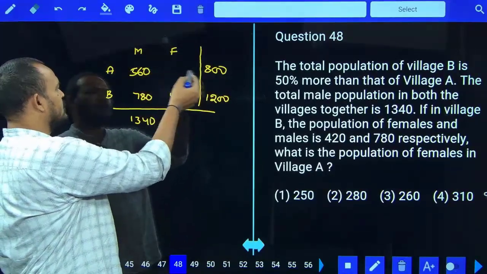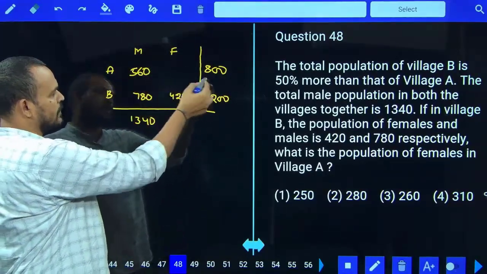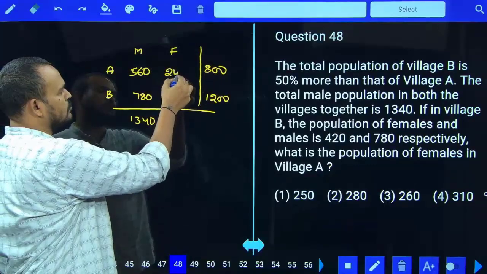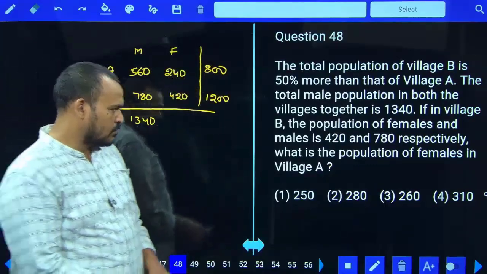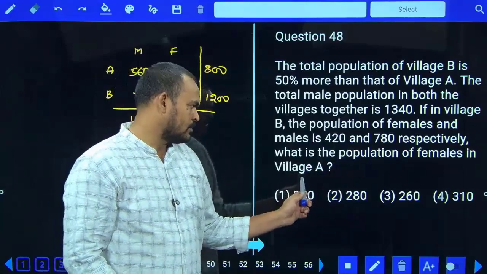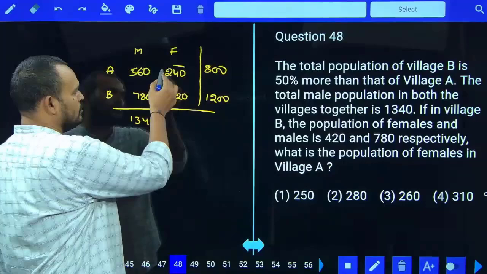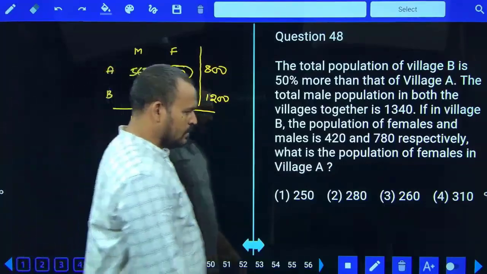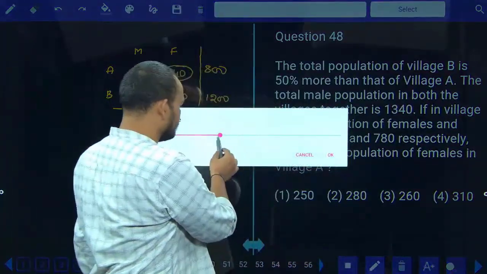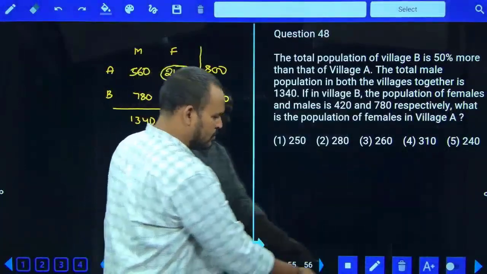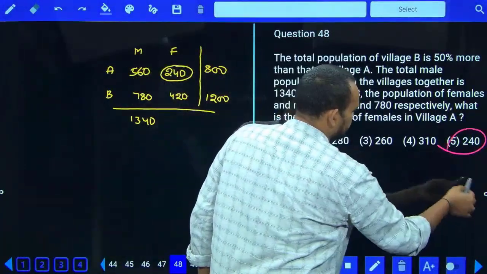800 minus 560 gives the females in village A. 800 minus 560 is 240. Note the question: total female population. What is the population of females in village A? Village A female population is how much? 240. Then the answer is 240. 240 is which option? The fifth one.